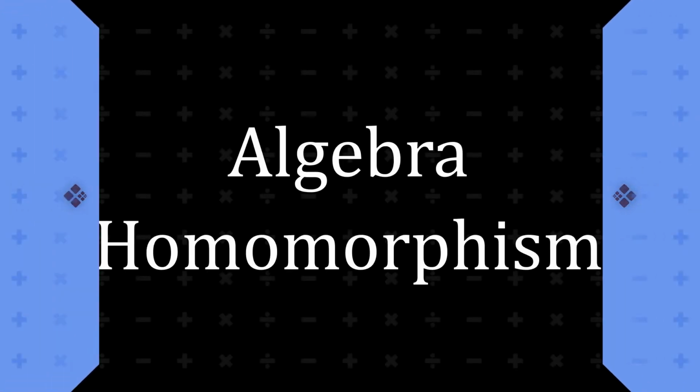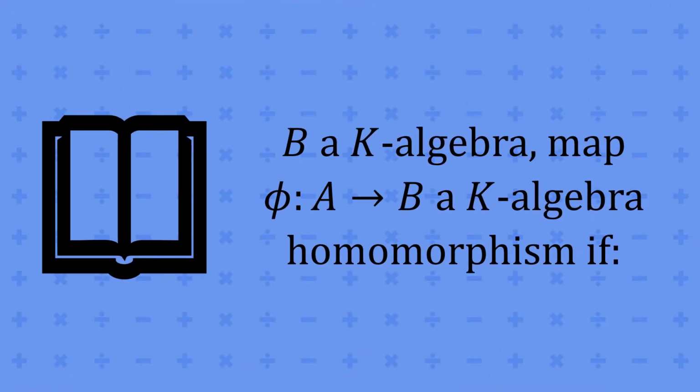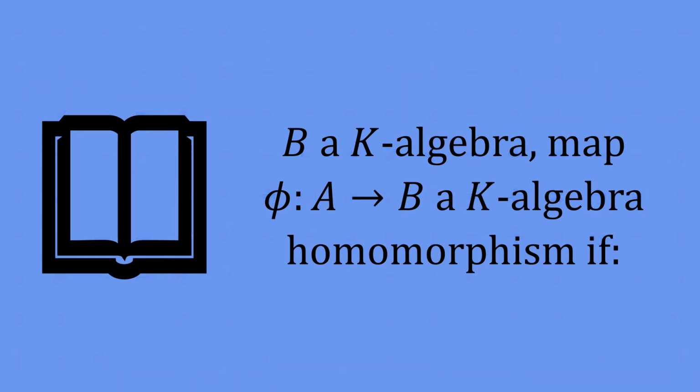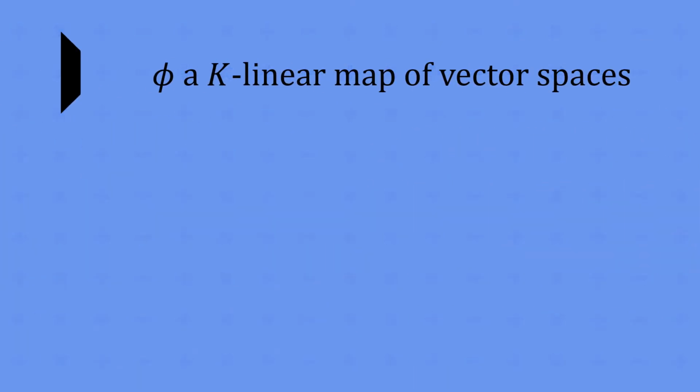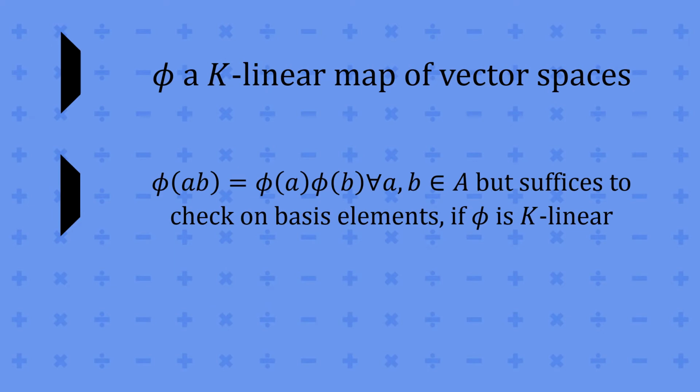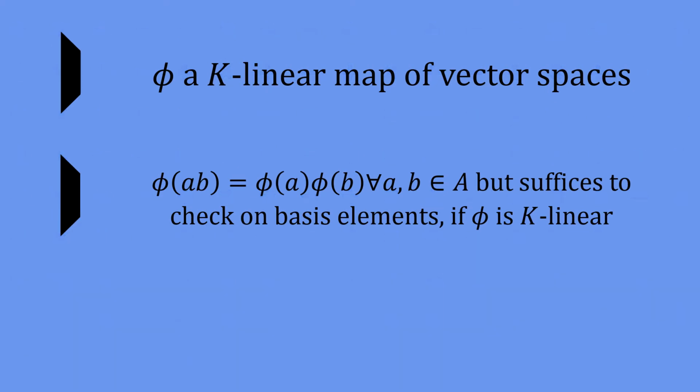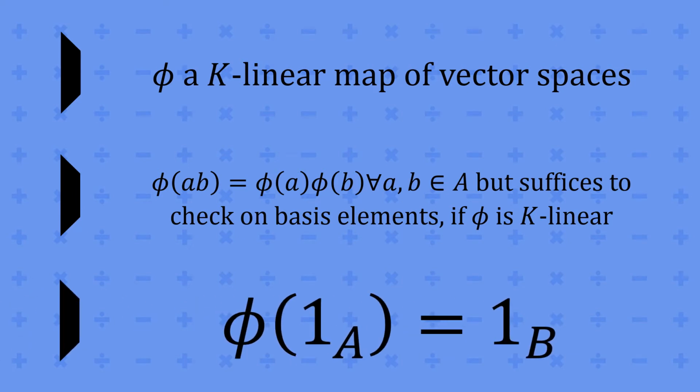Now let's define an algebra homomorphism. For B a K algebra, a map phi from A to B is a K algebra homomorphism if first, phi is a k-linear map of vector spaces. Second, phi of ab is equal to phi of a times phi of b for all a and b in A, but note that it suffices to check this on basis elements if phi is k-linear. And third, phi of the identity element in A is equal to the identity element in B.